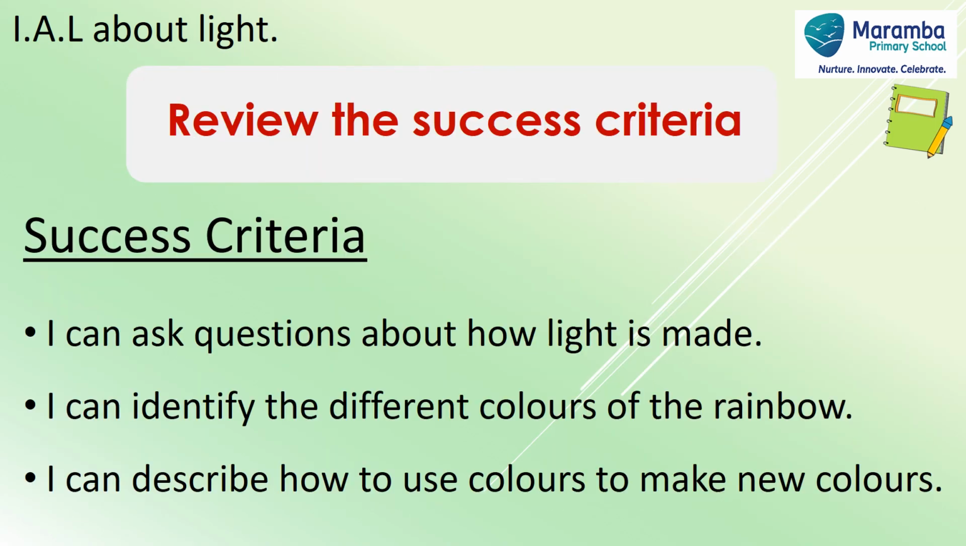Let's review our success criteria. I can ask questions about how light is made. I can now identify the different colours of the rainbow. And hopefully I can now describe how to use colours to make new colours. I'll give you a clue. Remember the overlapping in our cellophane? That's how we make new colours.